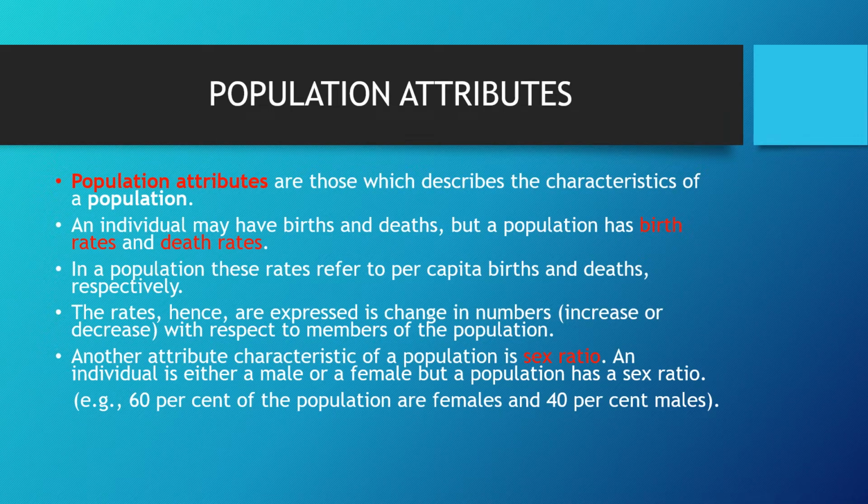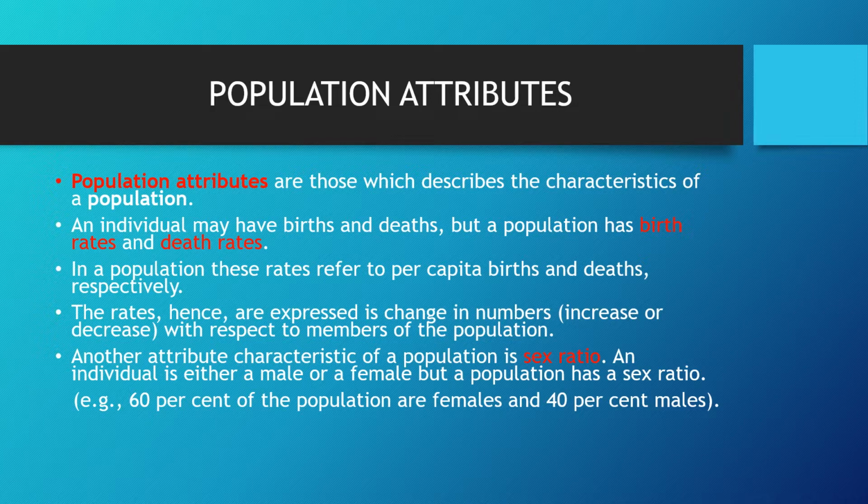Let's see what are population attributes. Population attributes are those which describe the characteristics of a population, and these attributes are not there for individuals. An individual may have births and deaths, but a population has birth rates and death rates. In a population, these rates refer to per capita births and per capita deaths respectively.